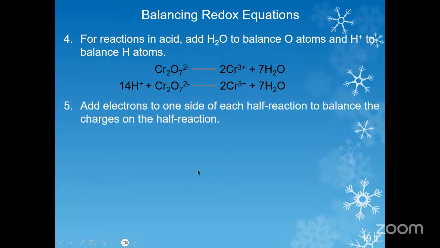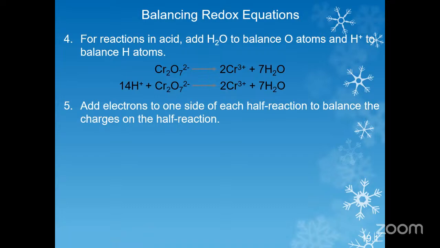Step 5. Now, this is where students tend to mess things up because they tend to add the electrons to the wrong side. But let me read the rule here. It says you want to add electrons to one side of each half reaction to balance the charges on the half reaction. So basically, the charges are not balanced in each case, right? In this case, for example, you have 14 plus charges minus 2, so you have plus 12 here on the left side, and you have a total of plus 6 on the right side. So the charges are not balanced. We need to have the charges balanced, right?